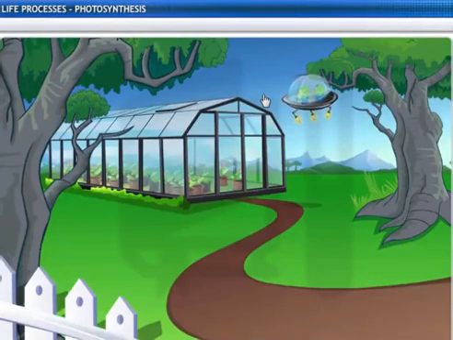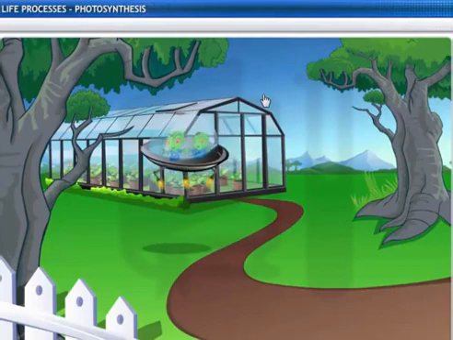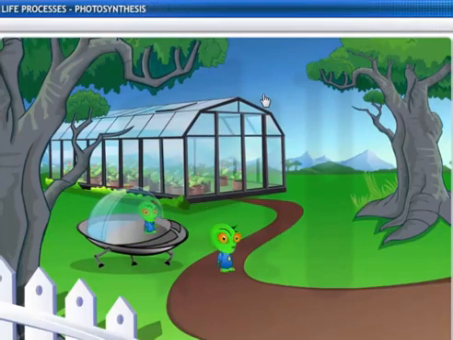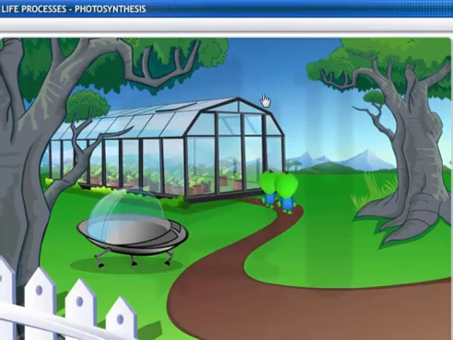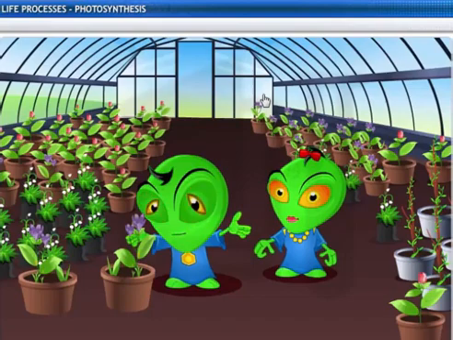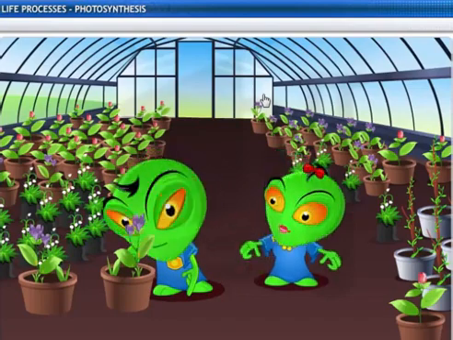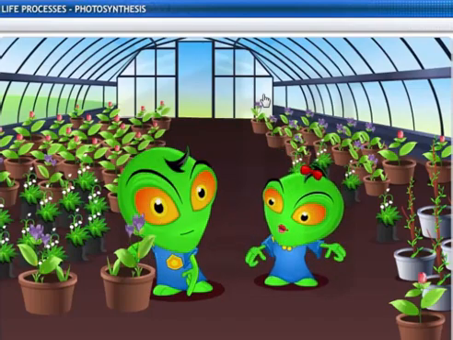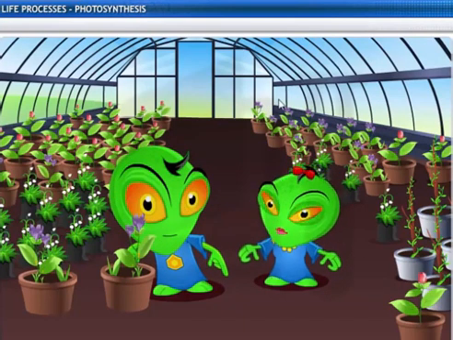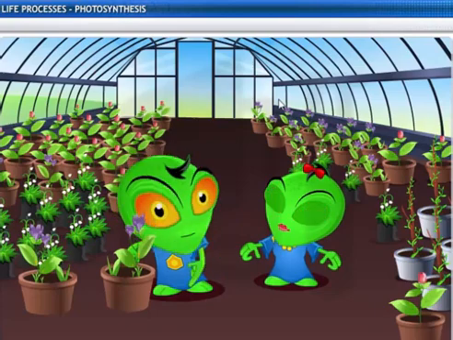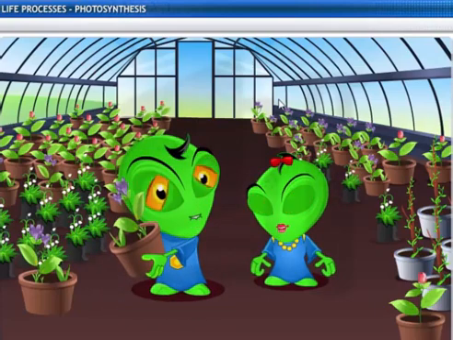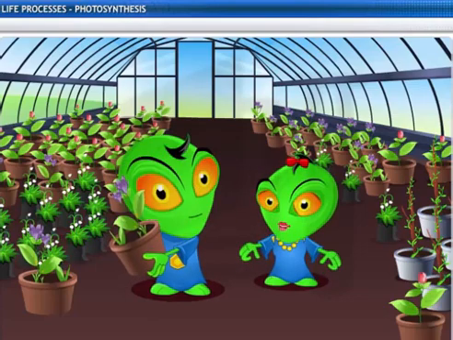Look! What's that? Looks green, just like us. No, it's different. It doesn't have a mouth. How does it feed itself? Is it a live organism? Strange. Let's take this back with us as a specimen.